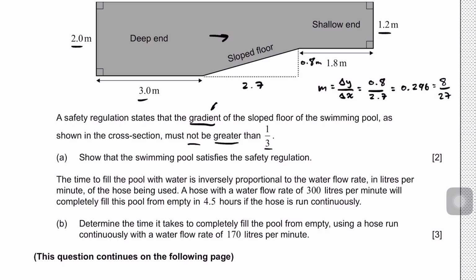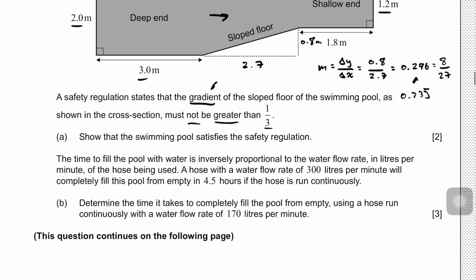Okay, so this is less than 1/3, 1/3 being 0.33333, and so on. So, to show that the swimming pool satisfies the safety regulation, we could say that 0.296, or even better actually, we could say that 8/27 is less than 1/3. And maybe I'll show this.